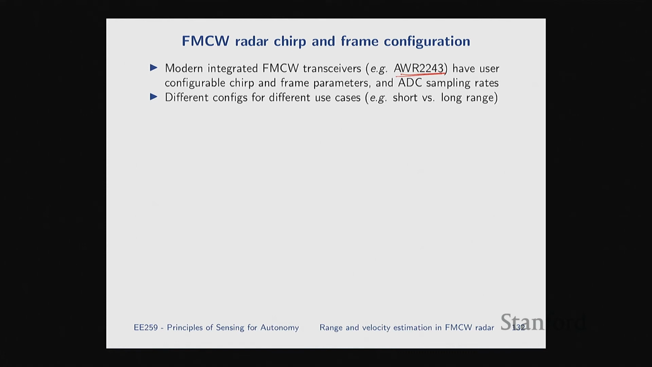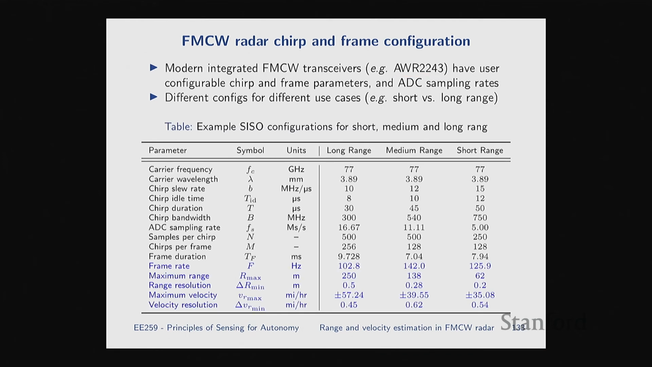And now that we know about these trade-offs, that for instance, you can give up maximum range to get better range resolution, or you can give up maximum velocity to get better velocity resolution, you go and do your study according to your application, and you come up with a desirable choice of these parameters that you can configure your device to use. So you can do studies like this.